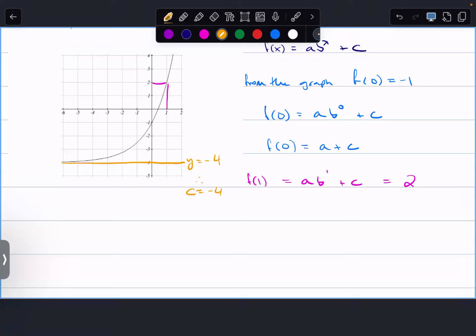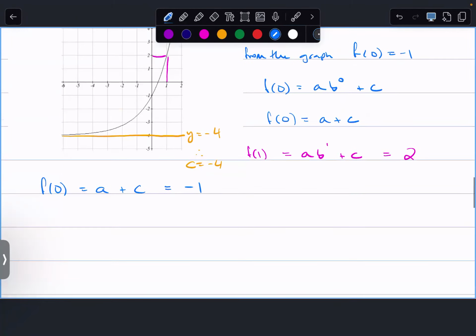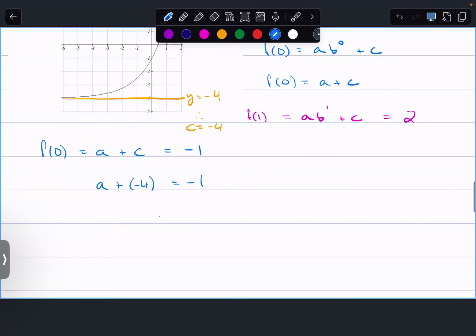So if c is -4, then we can backtrack into f of 0 is a plus c, but it's also equal to -1. And so a plus -4 is -1. So a must be 3. -1 plus 4 is 3. Right.